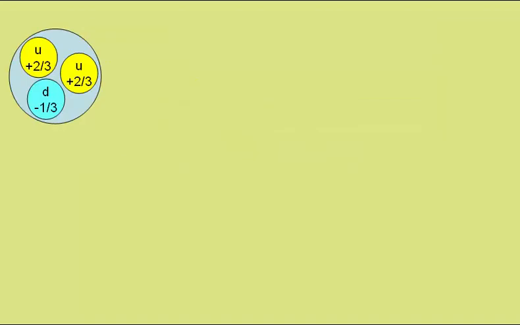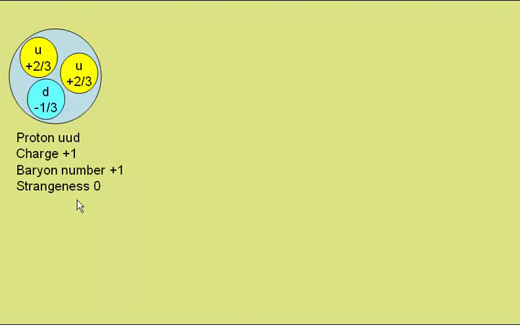First the baryons, and here we have a proton, which is made up of 2 up and a down quark. Adding the charges together, we have plus 2/3, plus 2/3, minus 1/3, giving the familiar charge of the proton of plus 1. We have a baryon number of plus 1, because each of the quarks has a baryon number of plus 1/3, so they add to give 1. Ups and downs have a strangeness of 0, and so the proton has a strangeness of 0.